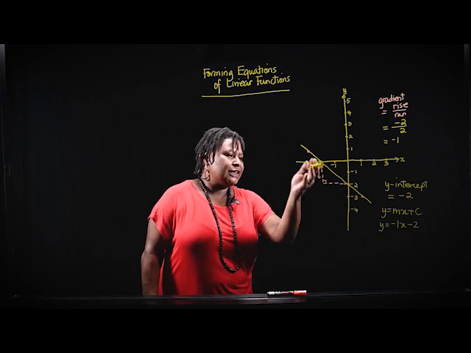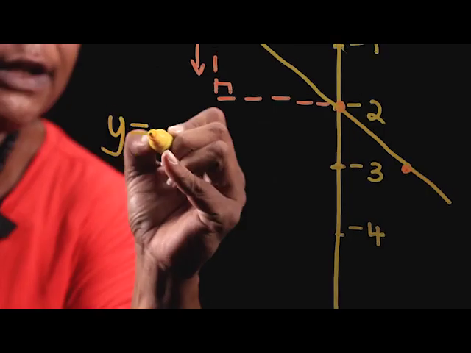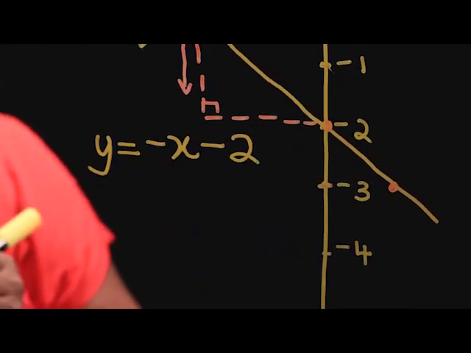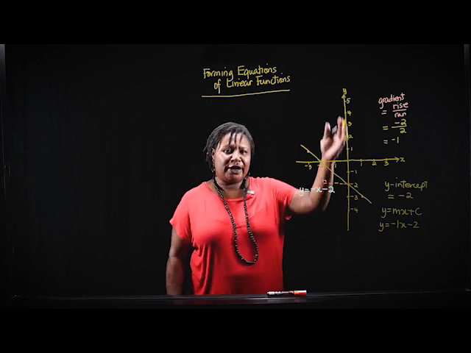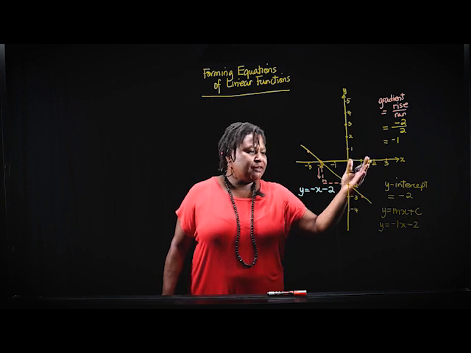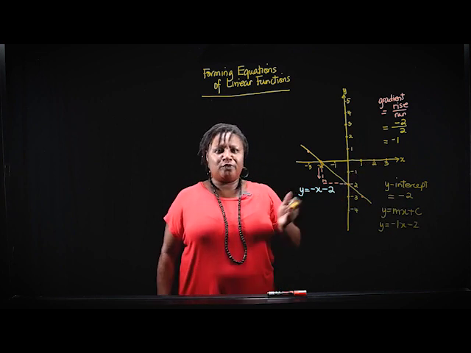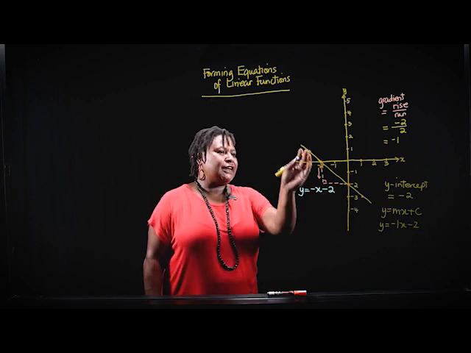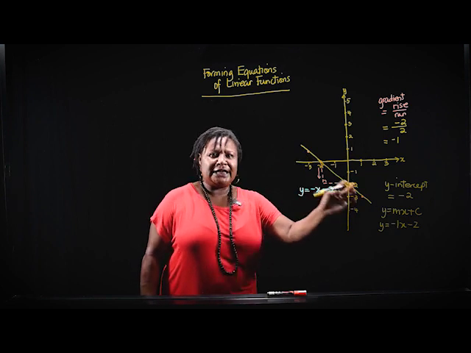So the equation of this line here is y equals negative x minus 2. That's how we find the equation of a line when a graph is given. We identify the gradient, we identify the y-intercept, and then we substitute it into the general rule. So this is the equation that describes the placement of our points here.